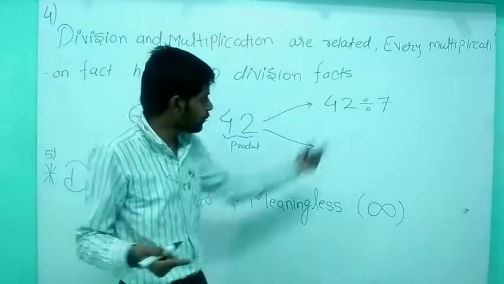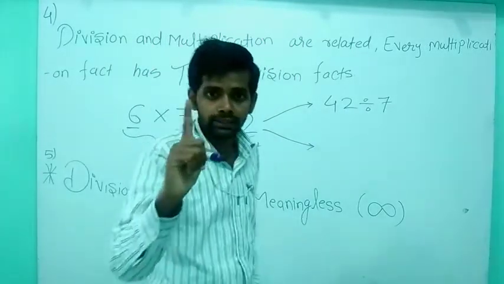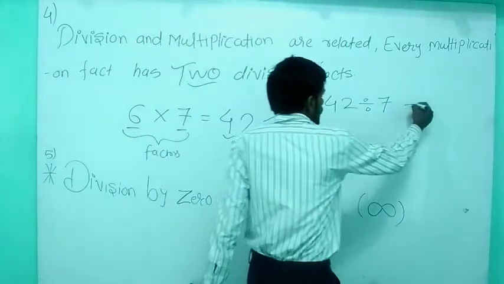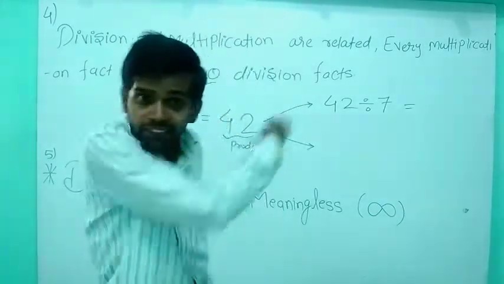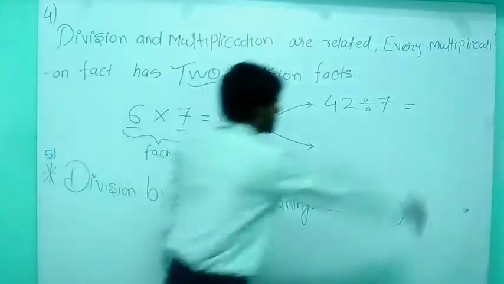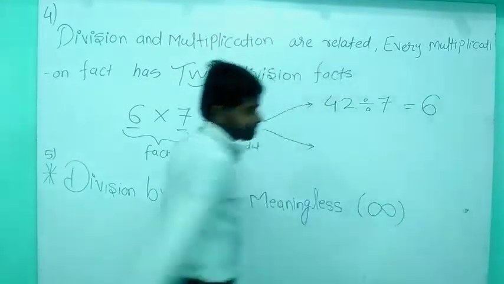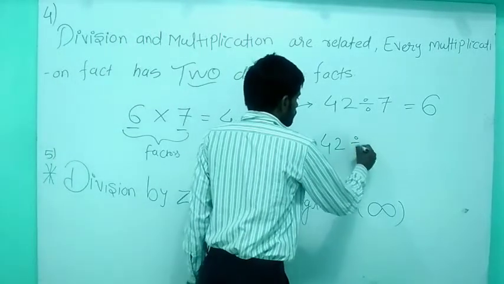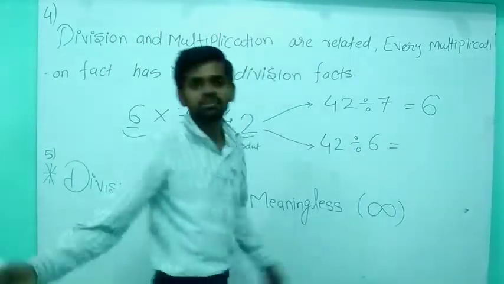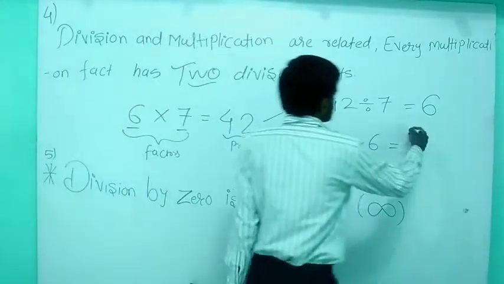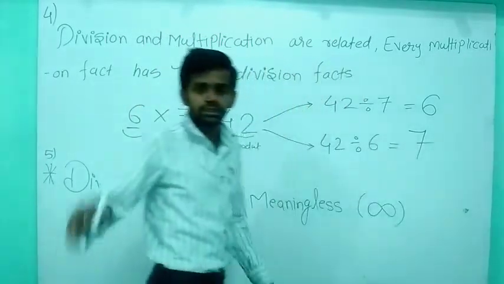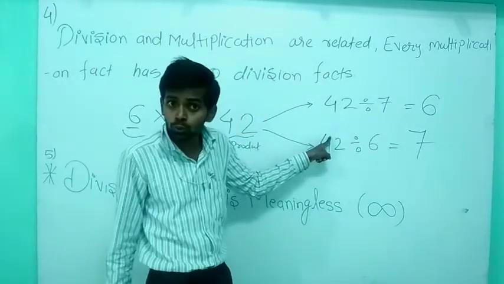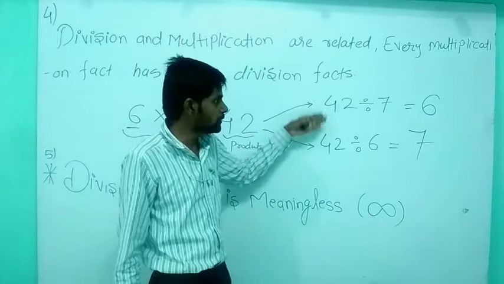When you divide 42 by one of its factors, you will get the other factor as an answer. That means आपको quotient में मिलेगा दूसरा वाला factor. This 6 will come here. And when you try to divide this 42 by 6, तो आएगा 7. That means the 7 will come. That means what here? 6 7s is 42. Okay, so these are two division facts.